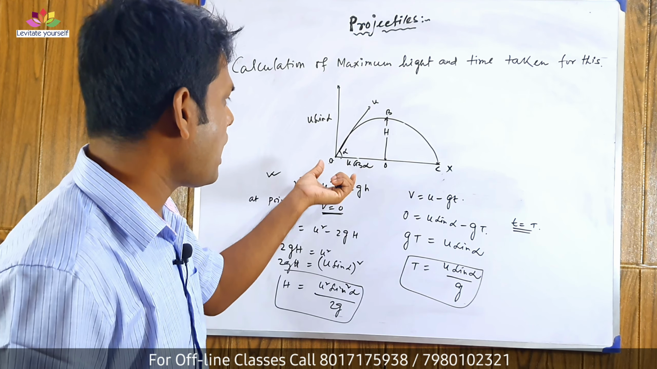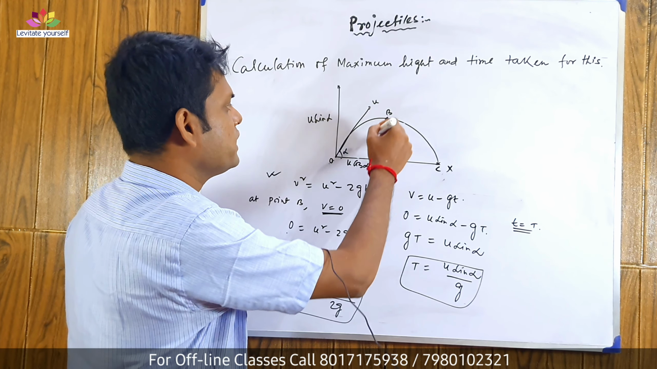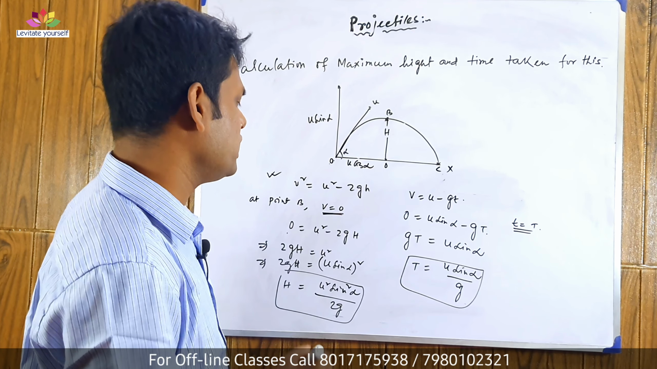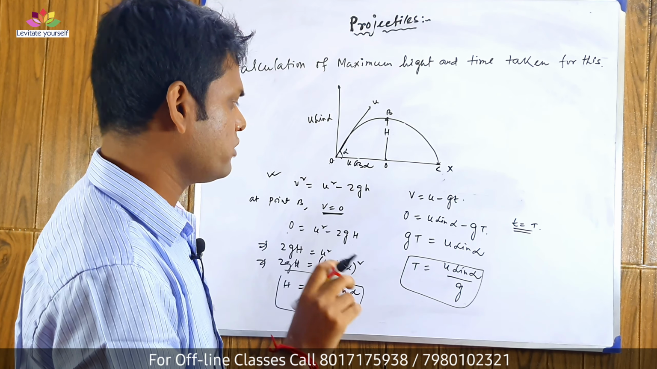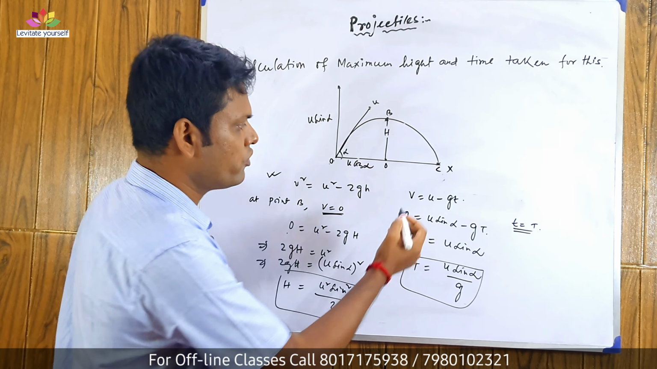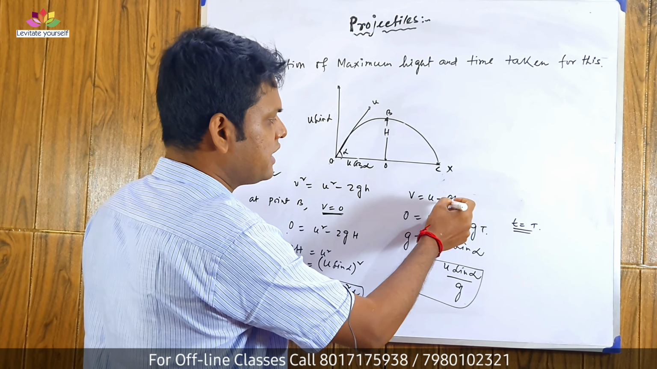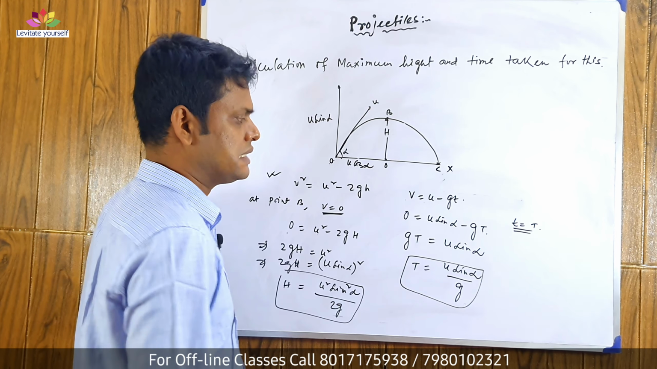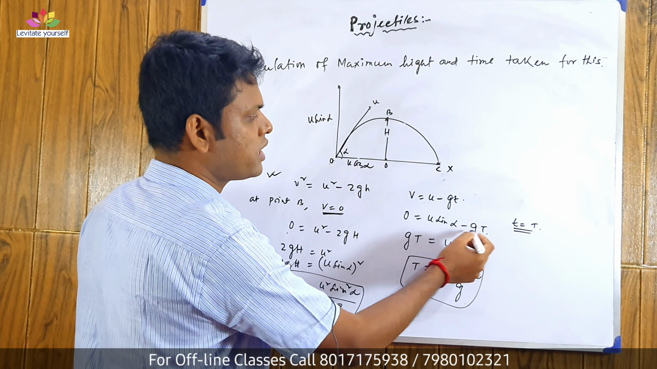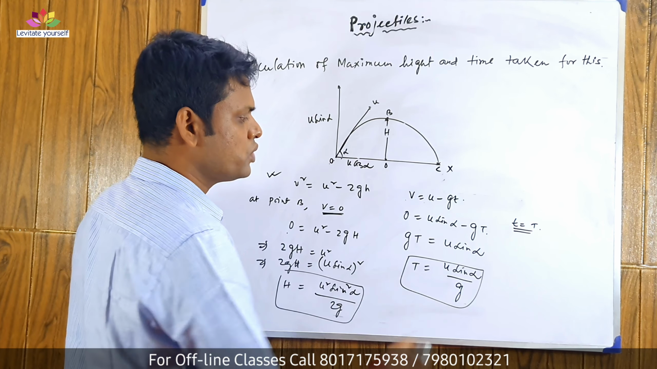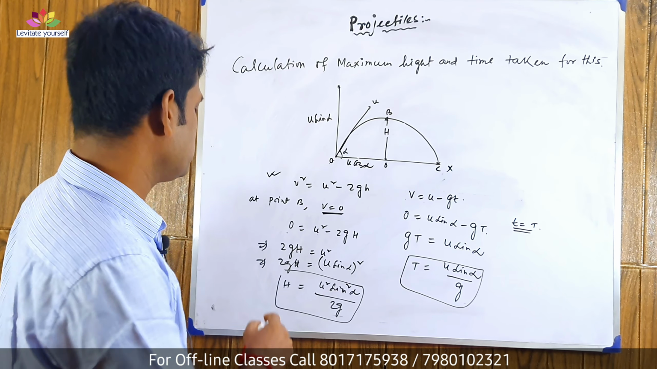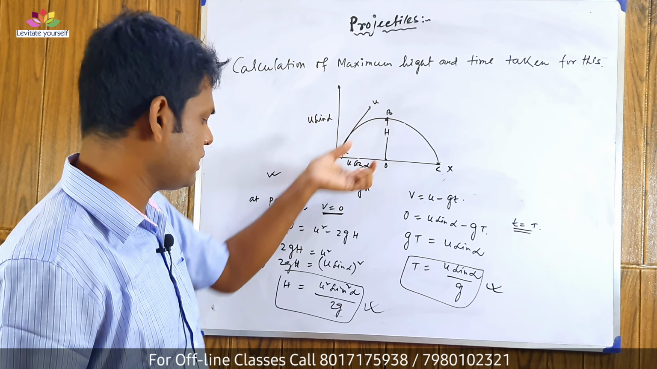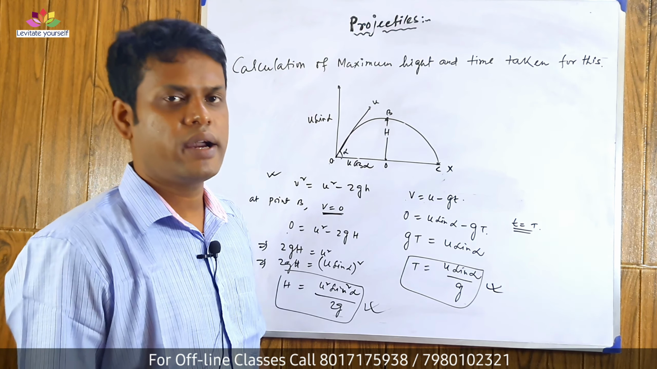Next, I calculate the time taken to reach this point B. Only the vertical velocity component varies. So v is equal to u minus actually plus at, but a is equal to minus g, that's why v is equal to u minus gt. So v is equal to 0, 0 is equal to u sin alpha minus g capital T, so T is equal to u sin alpha by g. This is most important for this chapter: the time for maximum height, and the maximum height is equal to u square sin square alpha by 2g.